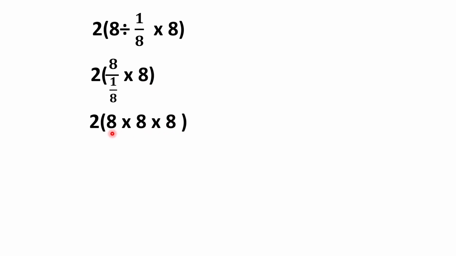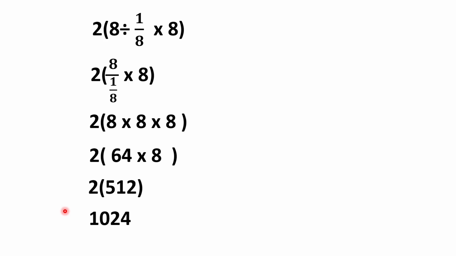So now we will multiply these three 8s with one another. So 8 multiplied by 8 equal to 64, and multiplied by 8 is equal to 512, and then we will multiply this 2 with 512, so it will become 1024, and this is the right answer of this question, that is 1024. So this is the right answer.